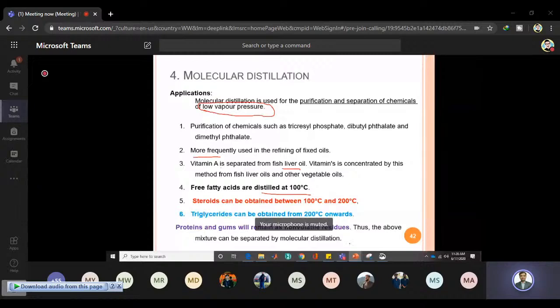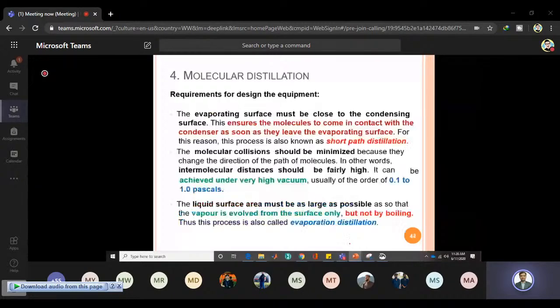Requirements for the design of the equipment: the evaporating surface must be close to the condensing surface. That's one of the requirements, because your mean free path should not be too high. So the distance between condensing and evaporating surfaces should be narrow. This ensures that the molecules come in contact with the condenser as soon as they leave the evaporating surface. For this reason, this process is known as short path distillation. This is also the short path distillation.